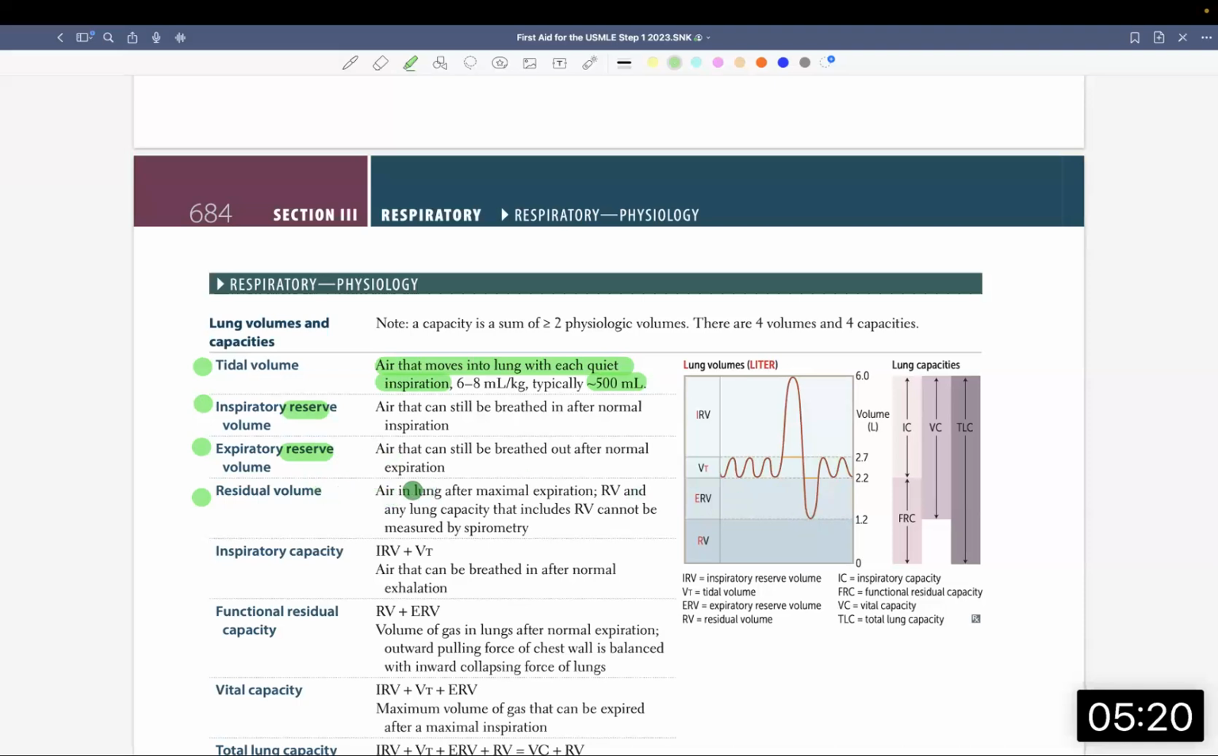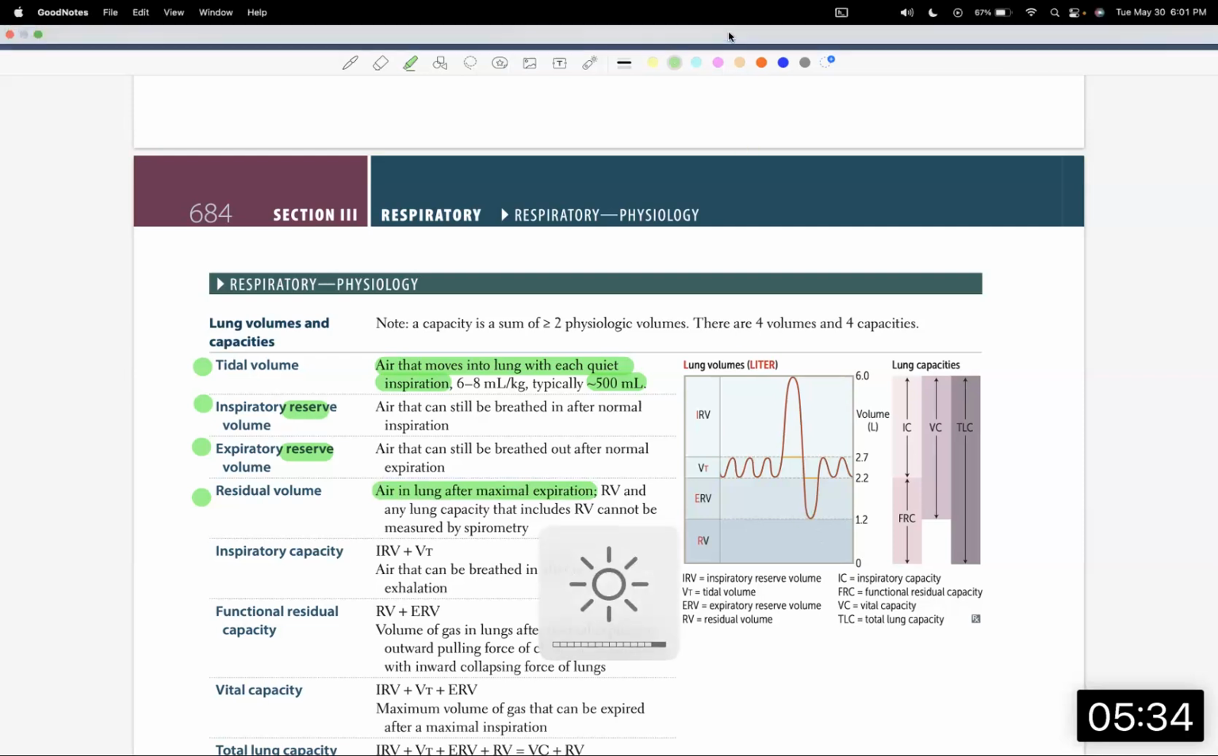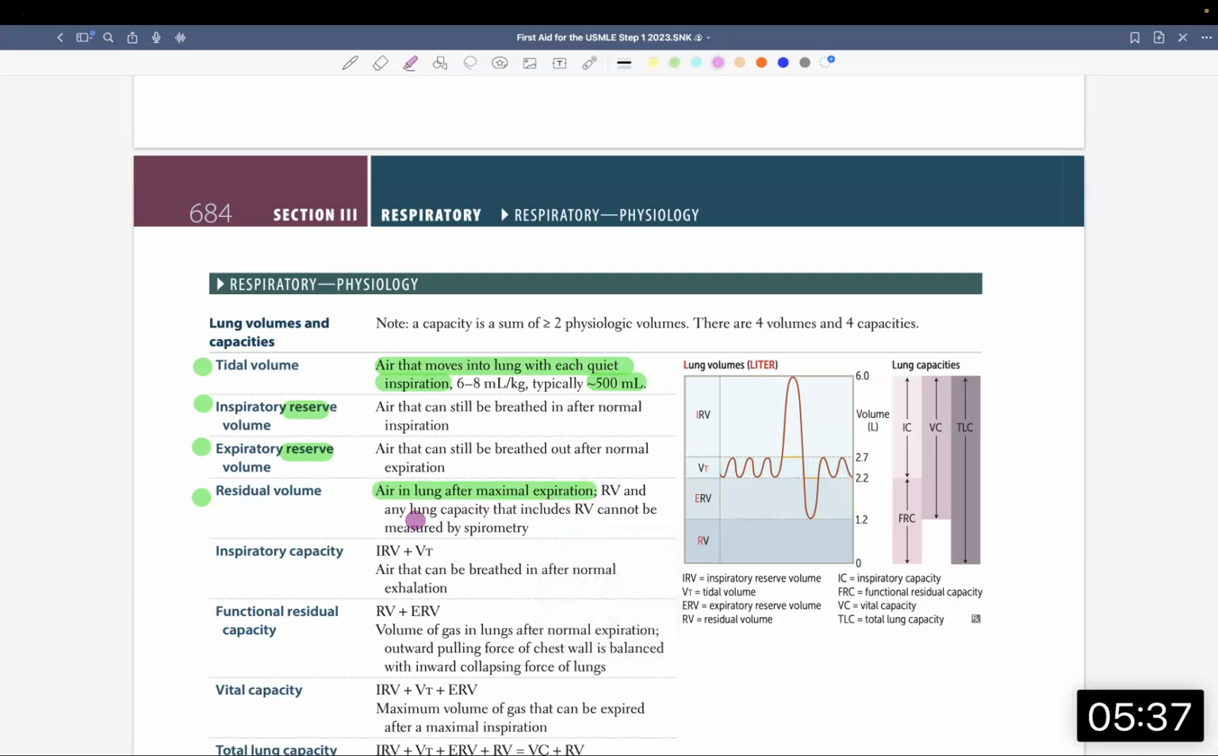And then residual volume is the air remaining back in the lung after maximal expiration. RV and any lung capacity that includes RV cannot be measured by spirometry. It's what is remaining in the lungs, so we cannot measure it. It makes sense. It's usually calculated. And then Faisal had a mnemonic, right?